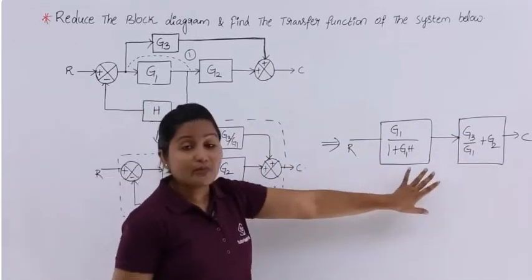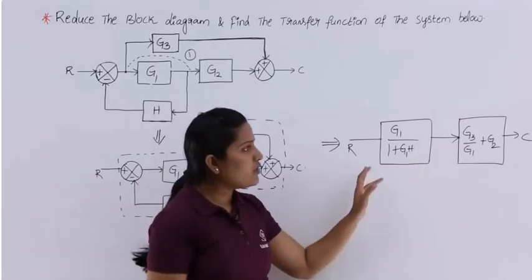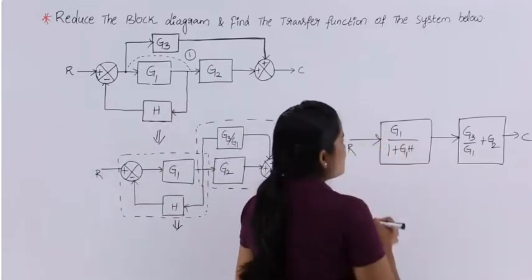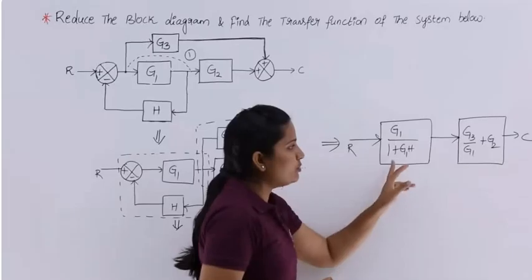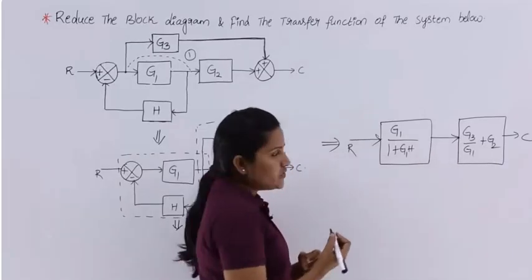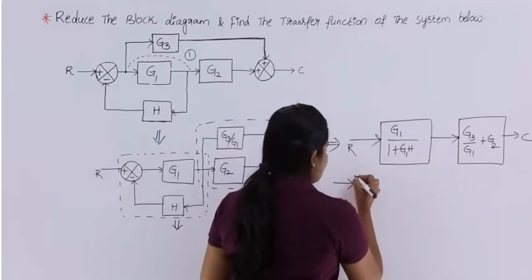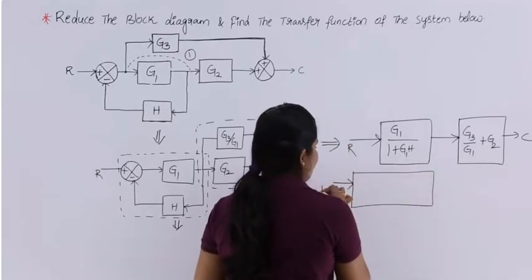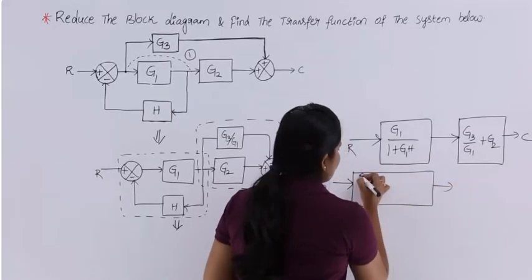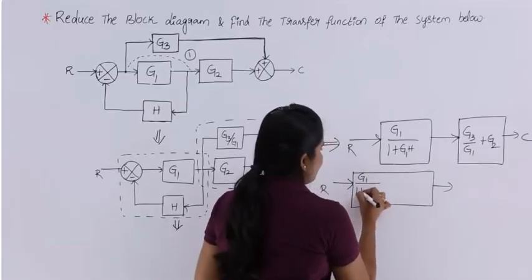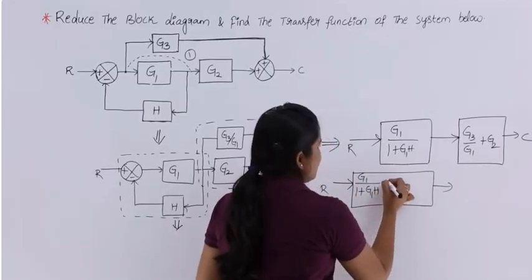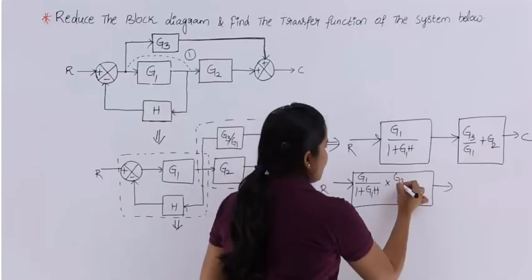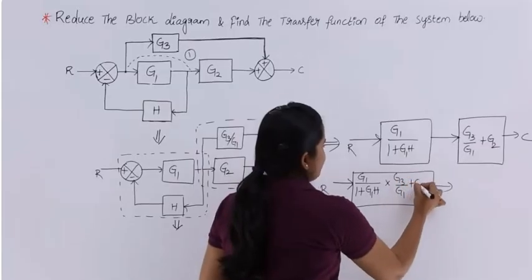Now also I am not having a single block. Now also I am having two blocks. So here you can see these two blocks are in series. If these two blocks are in series, you can multiply the gains to make this a single block. So that means G1 by 1 plus G1 into H, into G3 by G1 plus G2.